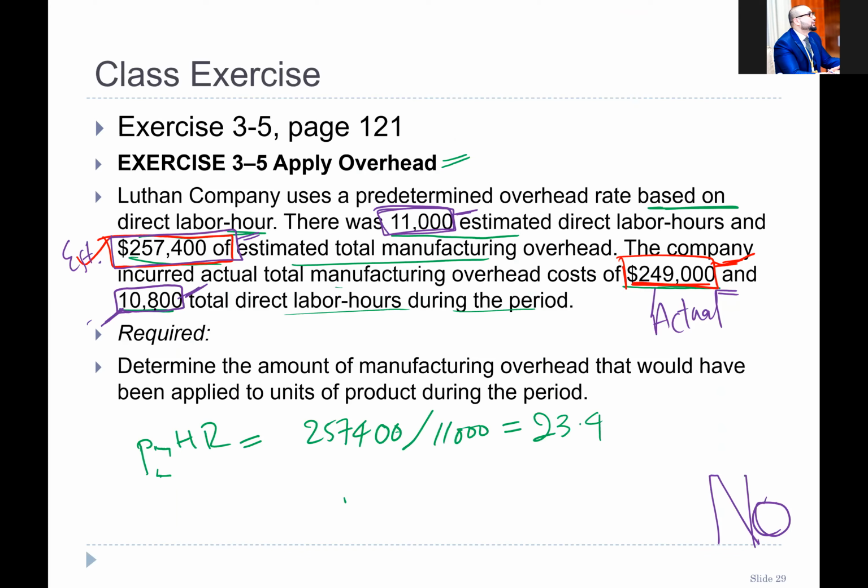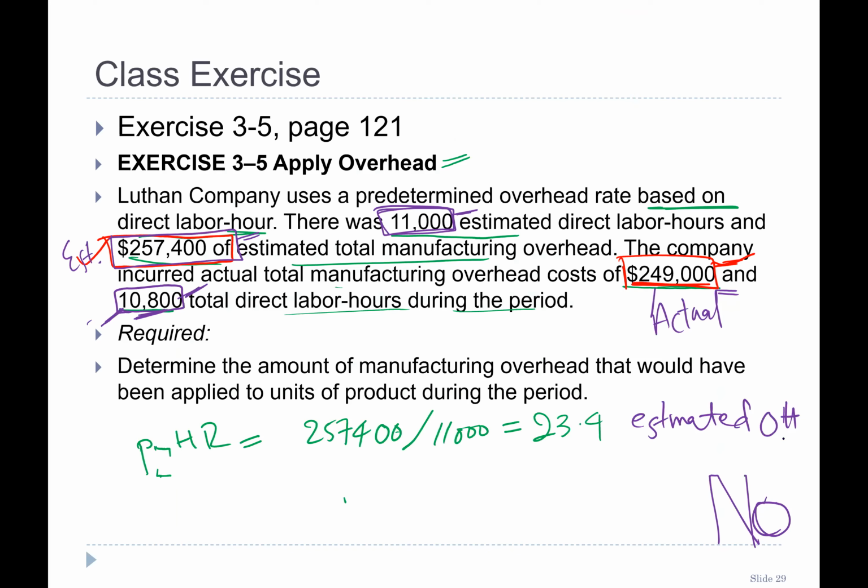Estimated manufacturing overhead based on 10,800. So this 23.4 is the estimated overhead rate, right, per unit, per direct labor hours.